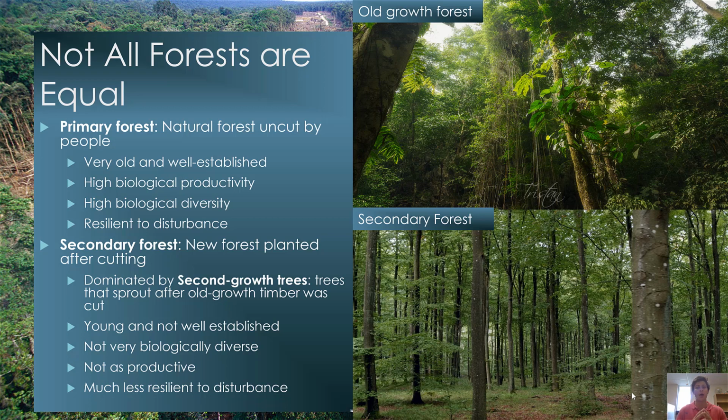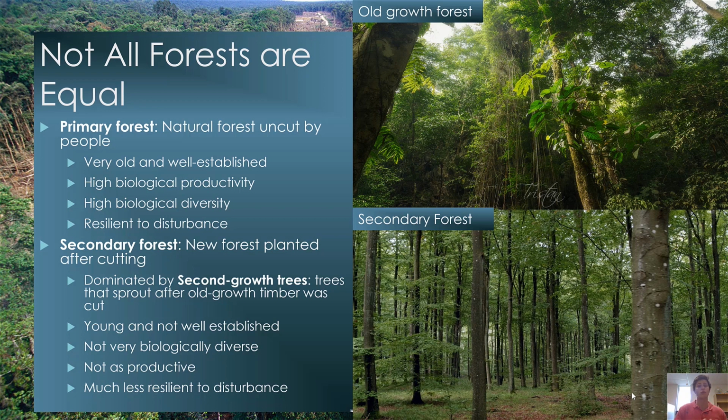And as a result of that long amount of time that these forests have had to mature, they typically have very high biological productivity, very high diversity, and they tend to be very, very resilient to disturbance. They typically have the organisms that can facilitate or resist any sort of disturbance, be it a storm or a fire, and they tend to be very, very robust ecosystems.